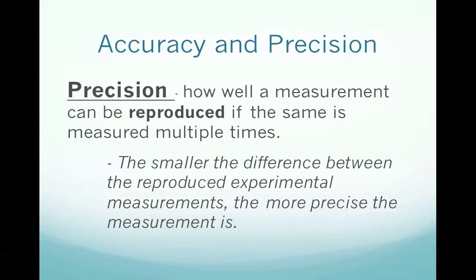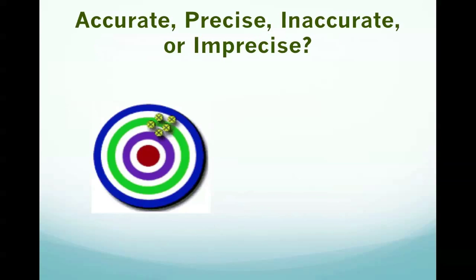But there's another term called precision. This is how well a measurement can be reproduced if the same object or substance is measured multiple times. So even though we could have something that's inaccurate, our precision could be pretty high in terms of us hitting the same point multiple times.